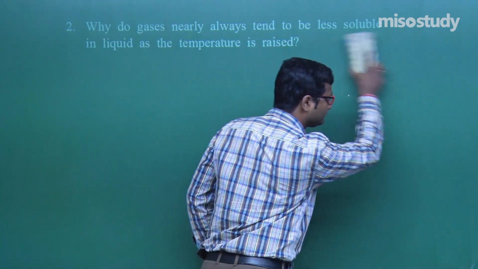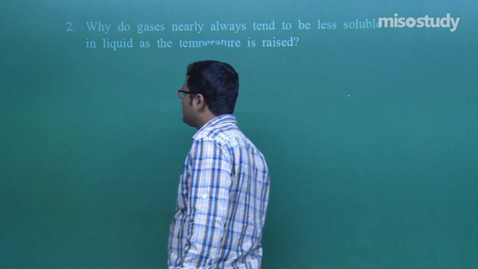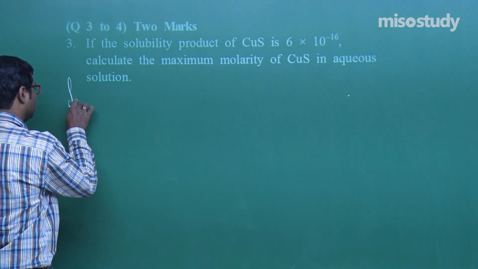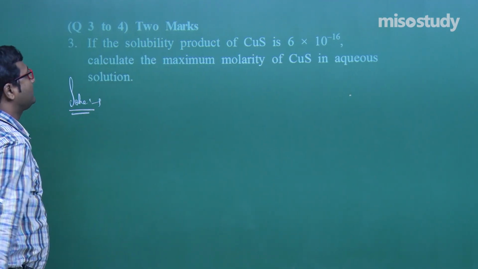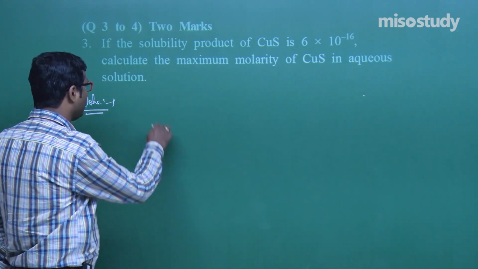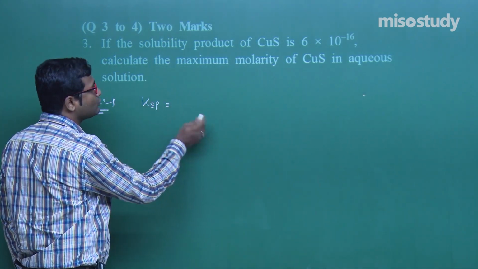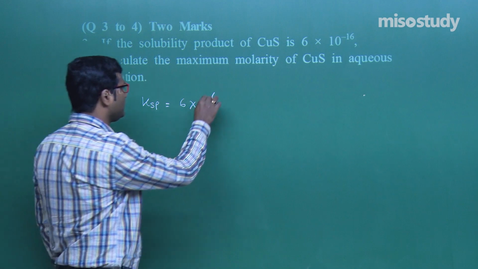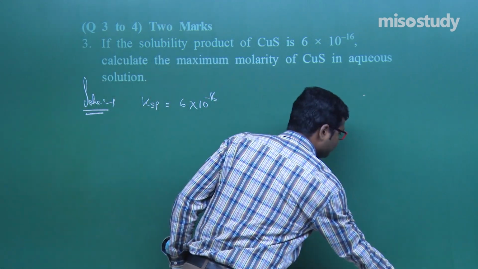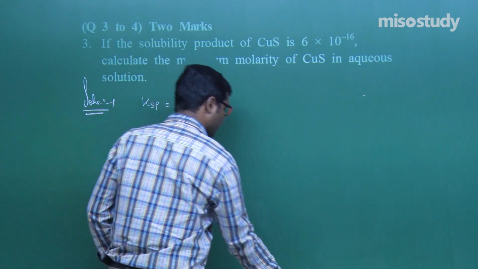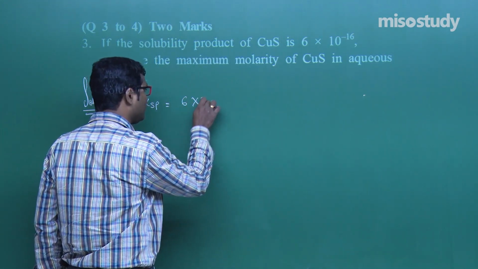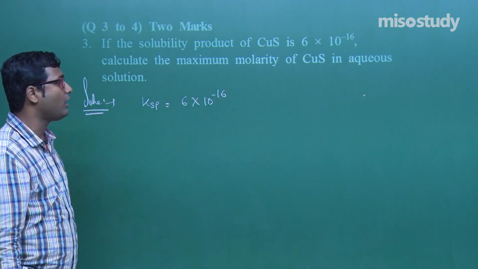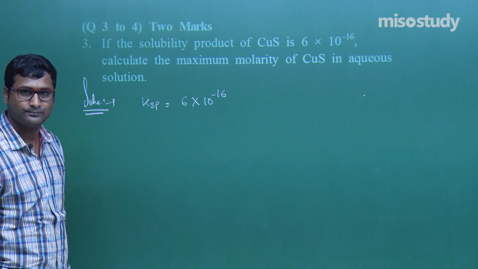Wait for a moment. The next question is question number 3, my friend. What is given here? The solubility product, KSP, is given as 6 into 10 to the power minus 16. Calculate the maximum molarity of CuS in aqueous solution.